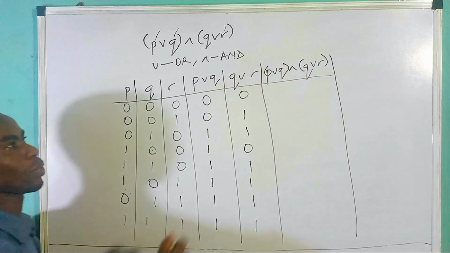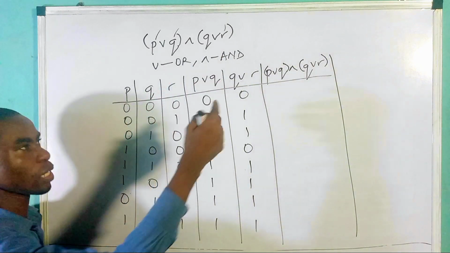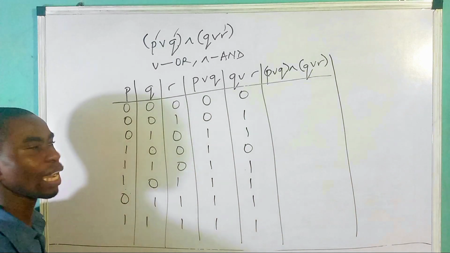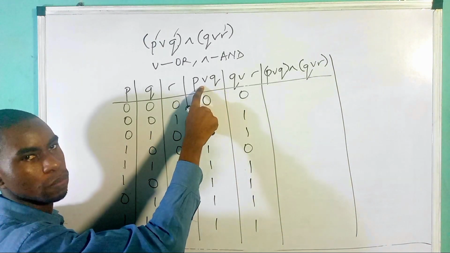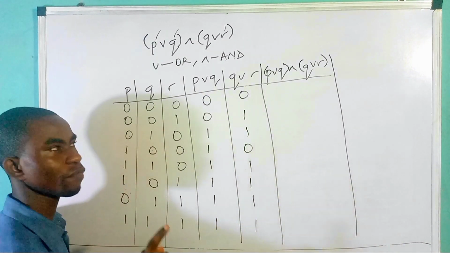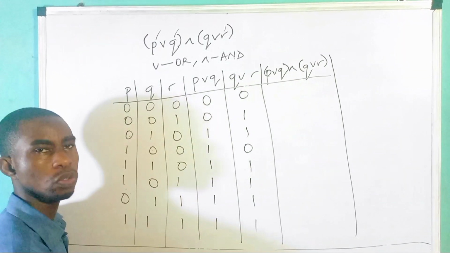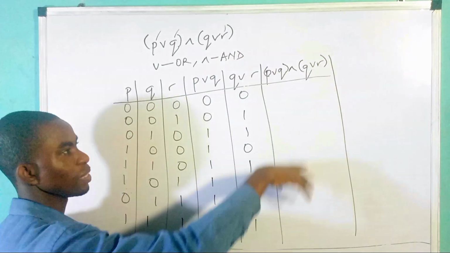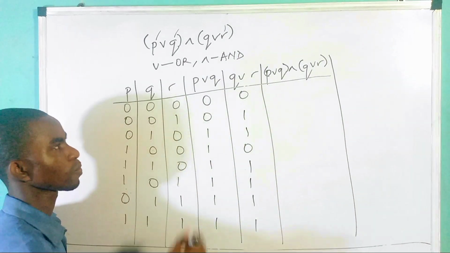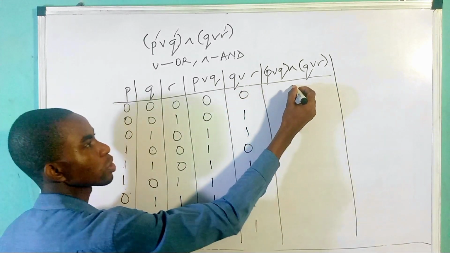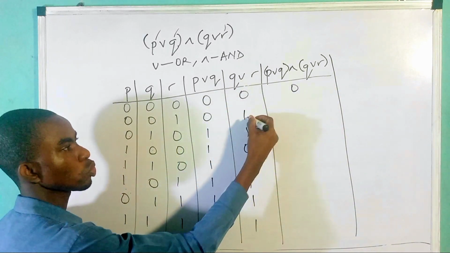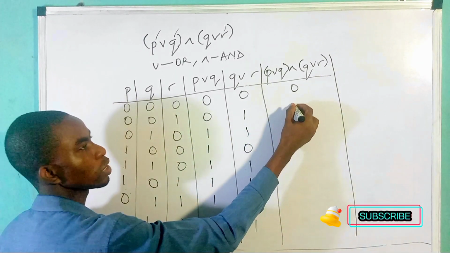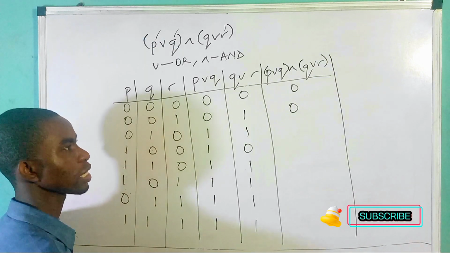Now, we are looking at the question which I brought out, P or Q and Q or R. The AND operator is different from the OR operator. For the AND operator, both of them must be true for it to be true. If any of them is false, then what we have is false. So this is already false. Both of them are false. Although this is true, this is already false, right? So since this is false, we are just going to write false there. For the AND operator, that's how it works.